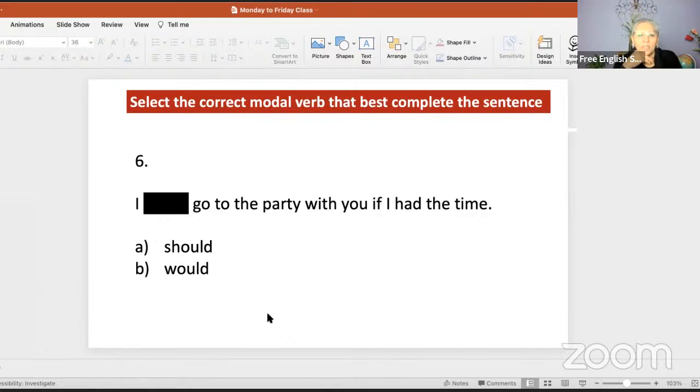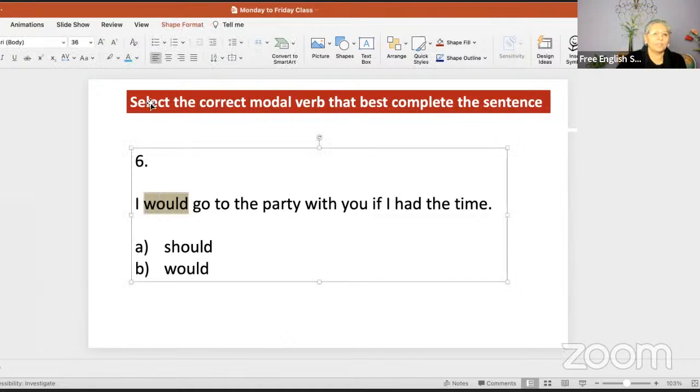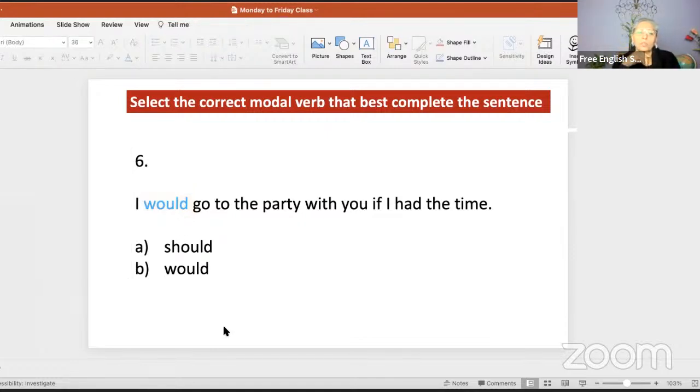I blank to the party with you if I had the time. Let's see. Okay, excellent. I would go to the party with you if I had the time. I would do this work. I would, but I would go for dinner with you. So you can use this in many different situations, right? I would go to the party with you if I had the time.